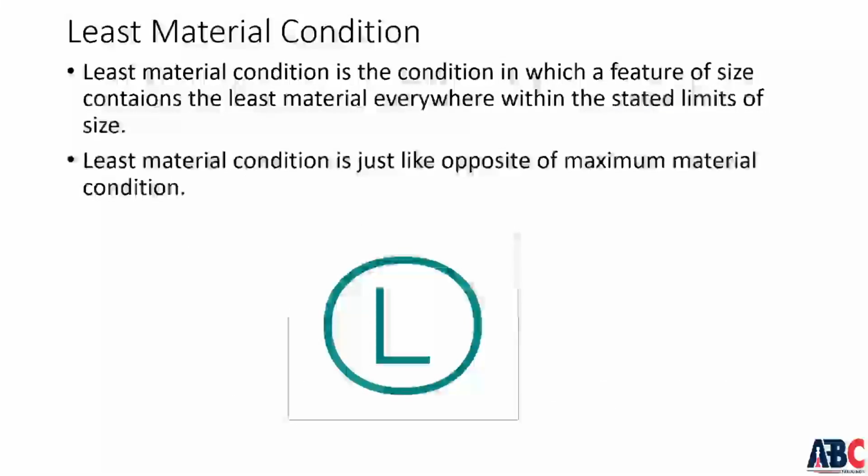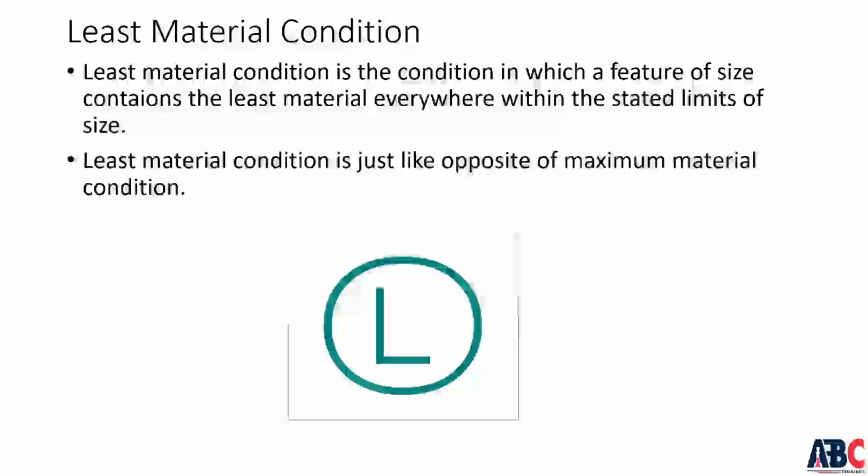Next is LMC, that is least material condition. Least material condition is the condition in which a feature of size contains the least amount of material everywhere within the stated limits of size. Least material condition is just the opposite of maximum material condition, that is MMC.